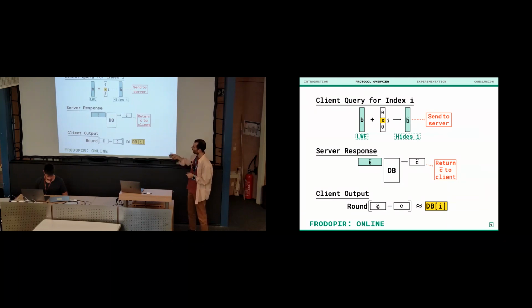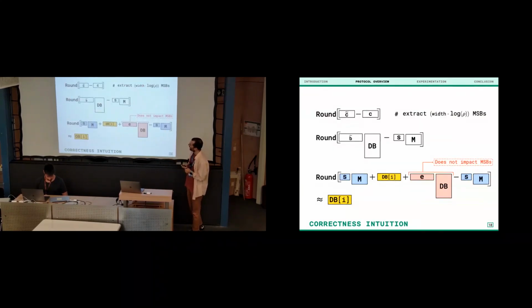So in the server response, all they do is multiply this vector with their database, and they get some C tilde out, and they return this to the client. And then the client outputs the correct database element by doing this rounding function, and this rounding function returns the database element. And this looks opaque, so I'm going to try and explain it a little bit. If you're familiar with this kind of cryptography, it's like a learning with rounding type scenario.